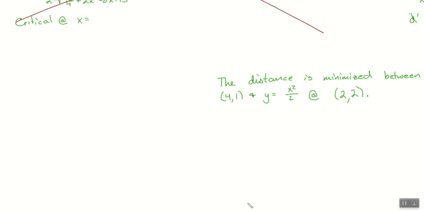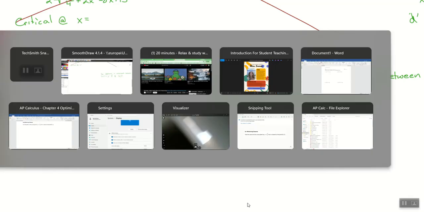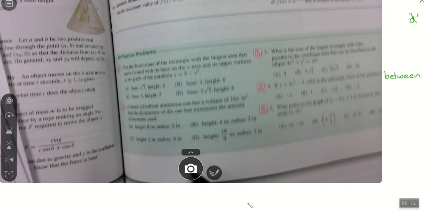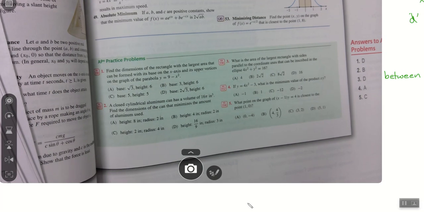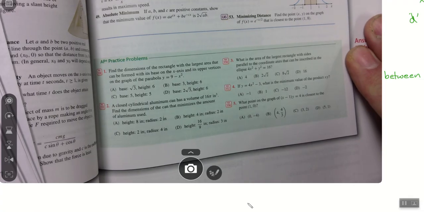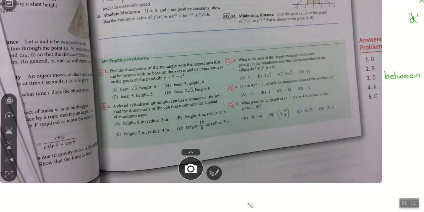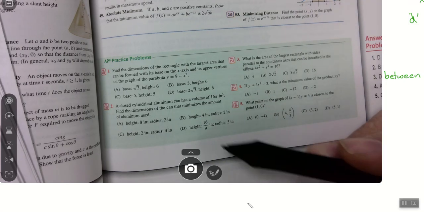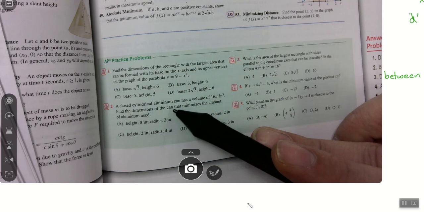On number 1, we are trying to find the dimensions with the largest area that's inscribed somewhere. I think we did a problem just like that yesterday. What did you guys get for the base? 2 root 3, which meant delta was your answer? Fantastic. Delta is correct.